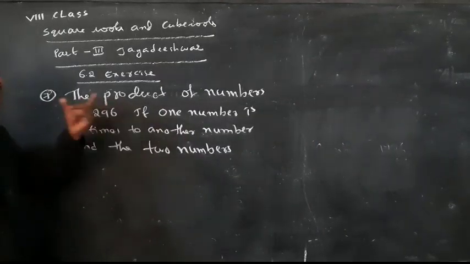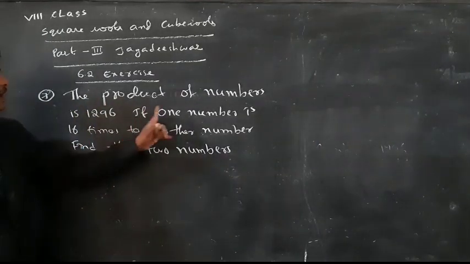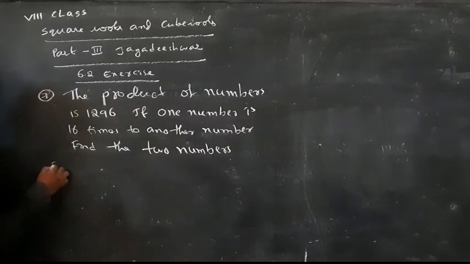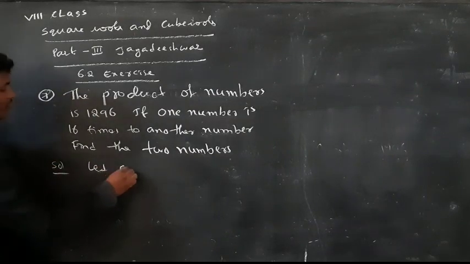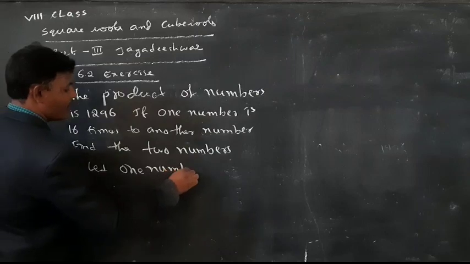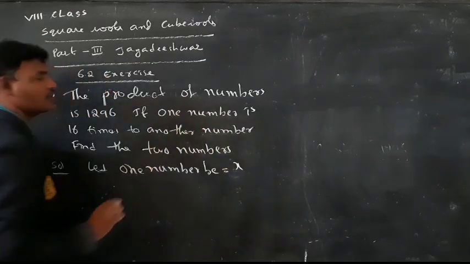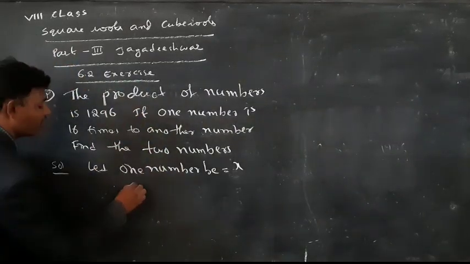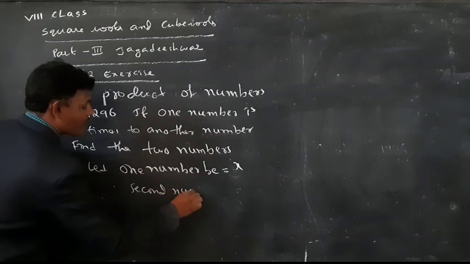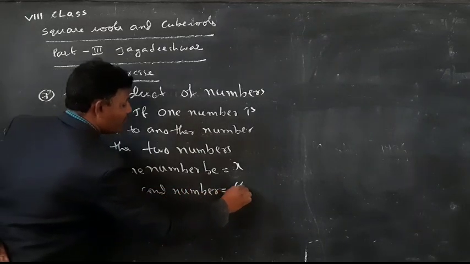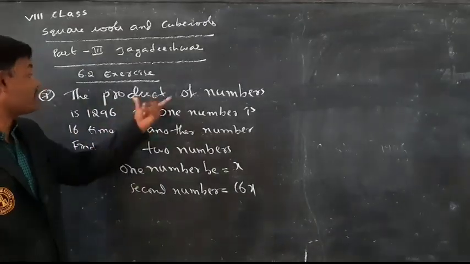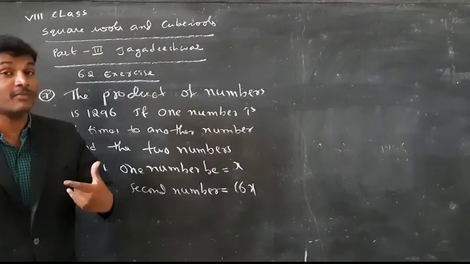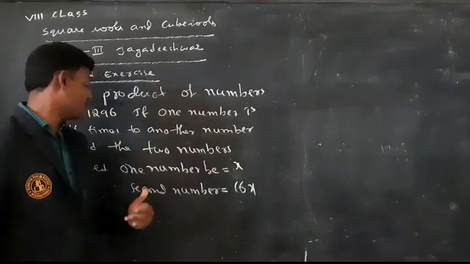Question: the product of two numbers is 1296. If one number is 16 times another number, then find the numbers. Solution: let one number be x. From the two numbers I am taking one number as x. According to the given condition, the second number is nothing but 16x. Why 16x? Here it is clearly given that one number is 16 times the other. So to get the next number, you have to multiply the first number by 16.